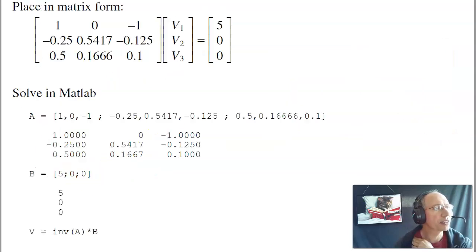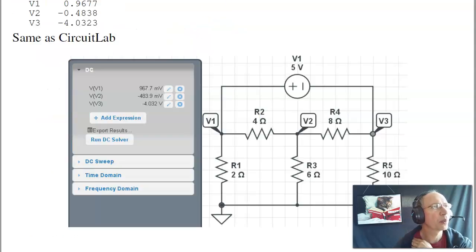It's now time to solve. To solve, you group the terms, put in matrix form, and solve in MATLAB. When you solve, you'll get plus 0.96 volts, minus 0.48 volts, and minus 4.03 volts. To verify your circuit, throw it in CircuitLab, and I'll get the same answer.